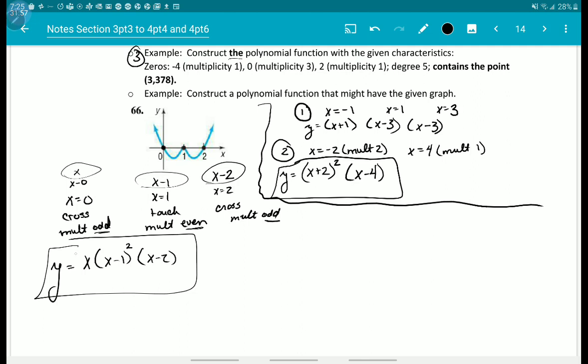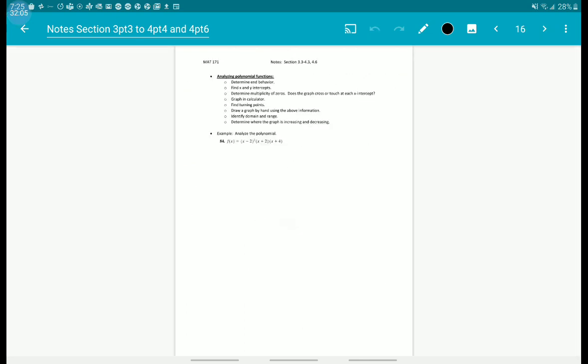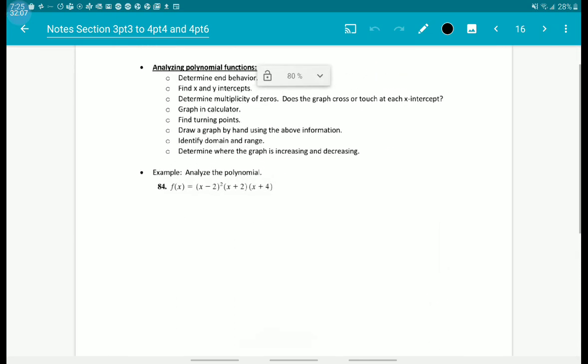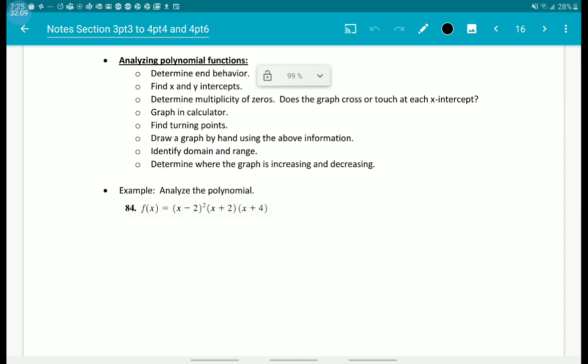Now, like we said before, we could put any number in front of this. It would still go through those roots. It would just change that vertical stretch or possibly a reflection. And then the last thing we're going to do, we're going to analyze the polynomial. So we're going to go through all this process. So let's look at this one.